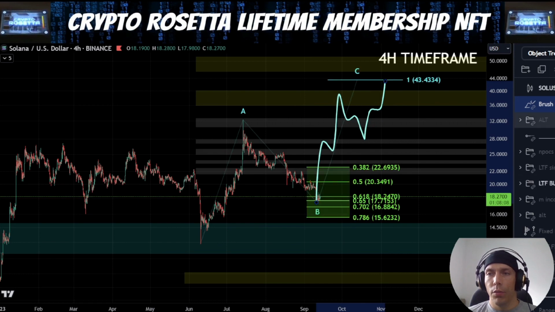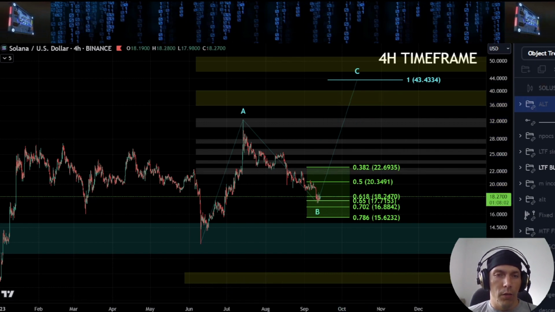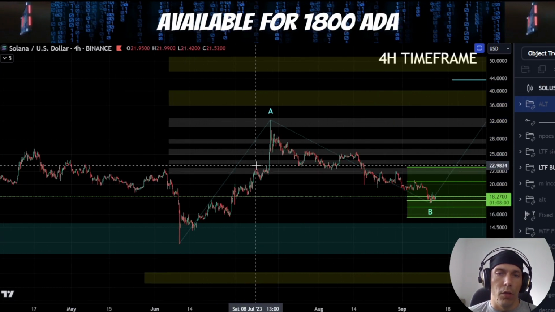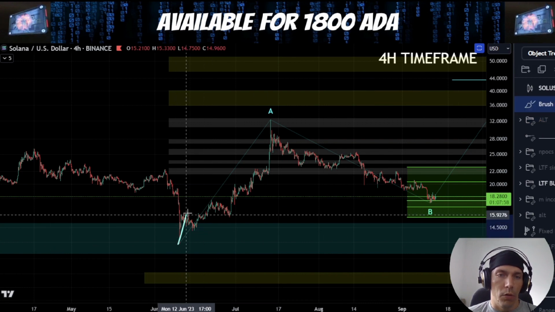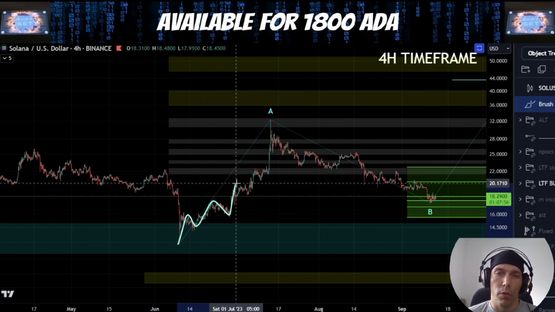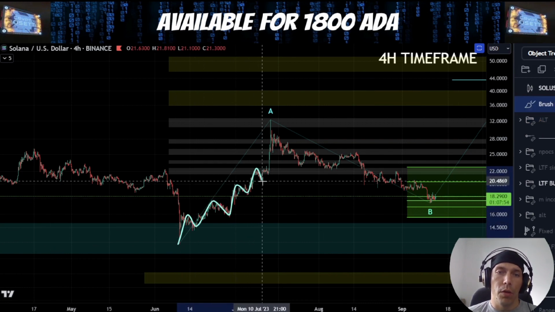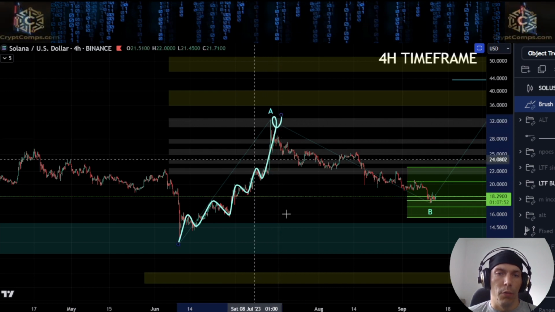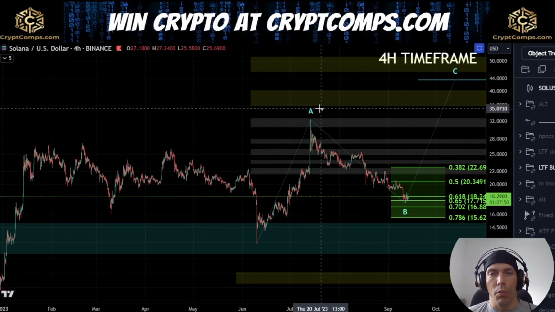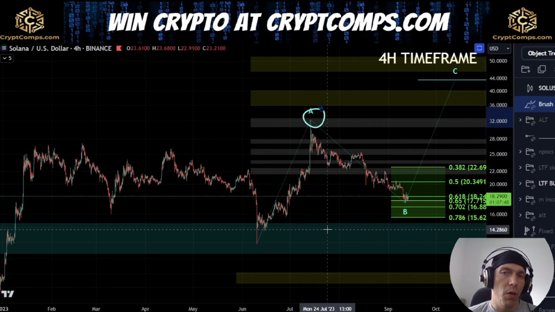Now, it is also possible here that we could have something more along these lines, where instead of counting this as a diagonal into here, with this being ABC, we could argue this is 1, 2, this is 1, 2, 3, 4, and 5. This would become our 4th wave, and then we have this as our 5th wave. In this case, that would mean that we have this as a potential C wave or an A wave.